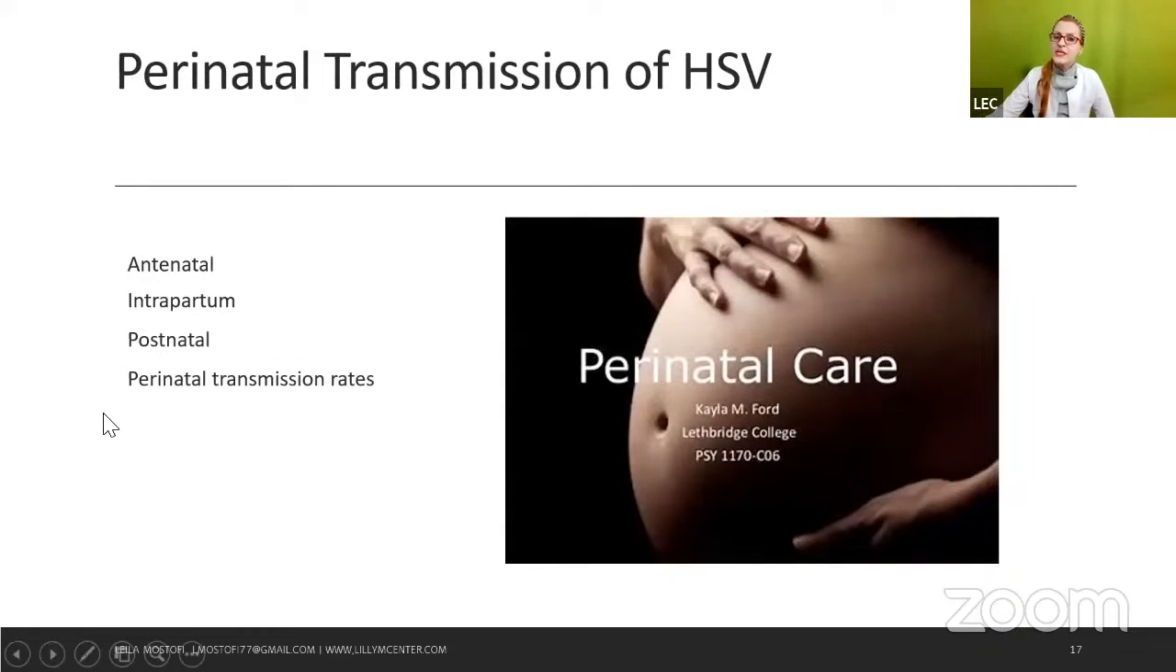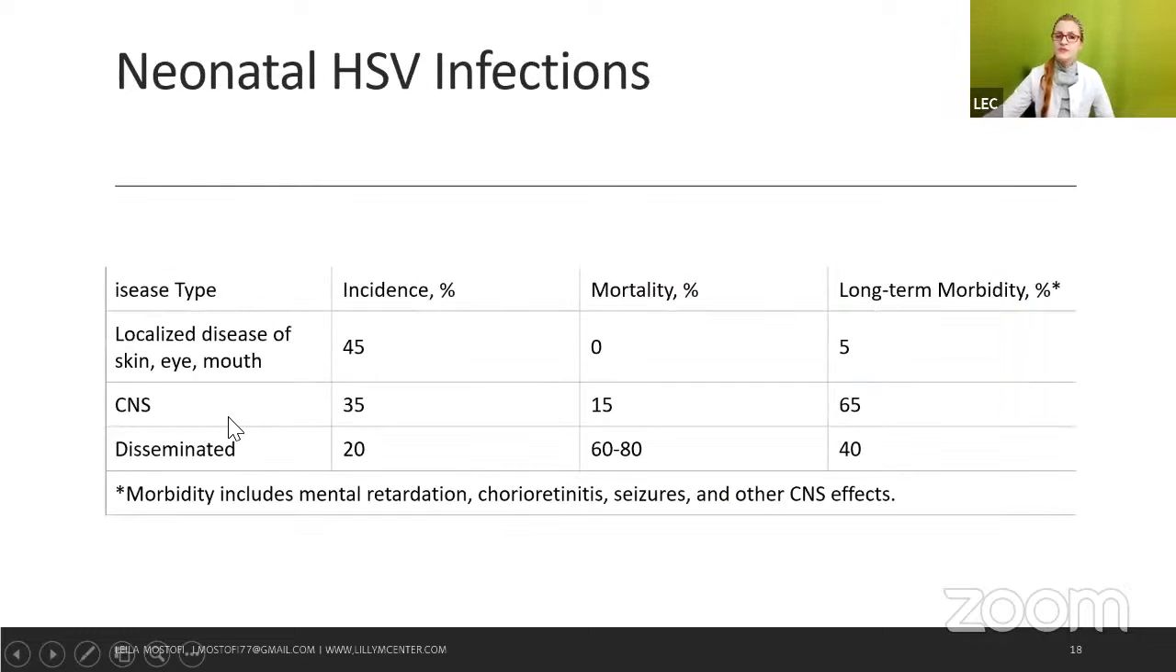And about prenatal transmission for HSV, it has different protocols and guidelines for antenatal, intrapartum, postnatal, and prenatal transmission rates.